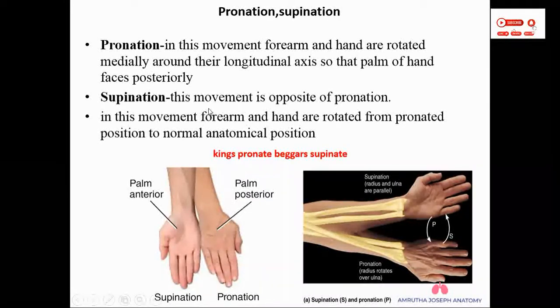Supination, it is an opposite action of pronation. Here, what happens? Forearm and the hand are rotated from the pronated position to normal anatomical position. Supination is the opposite action of pronation where the palm of the hand is facing anteriorly.